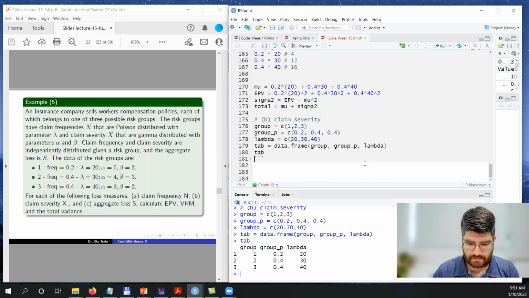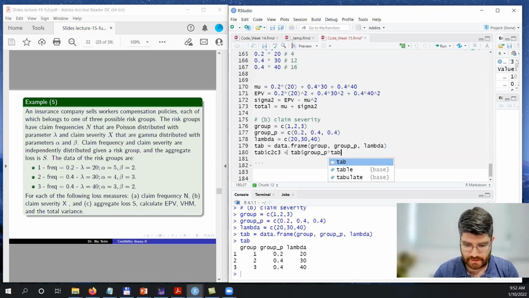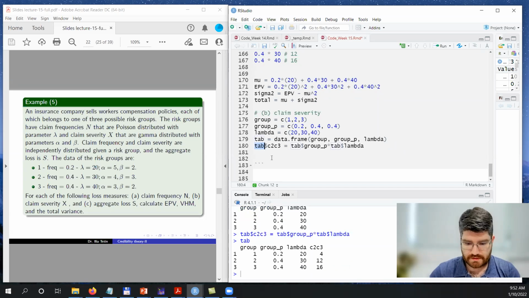Okay, and our tab is the prerequisite for our initial data, and then we are going to create additional columns in this table. The new column is created with the dollar sign. Let's say the column which will be calculated as the multiplication of column 2 and column 3, and this will be tab group P times lambda, tab lambda. So it is a vector operation. We just need to specify the single multiplication operation, and it will use the two vectors, and everything will be fine. So our tab right now has the extra column, C2 times C3.